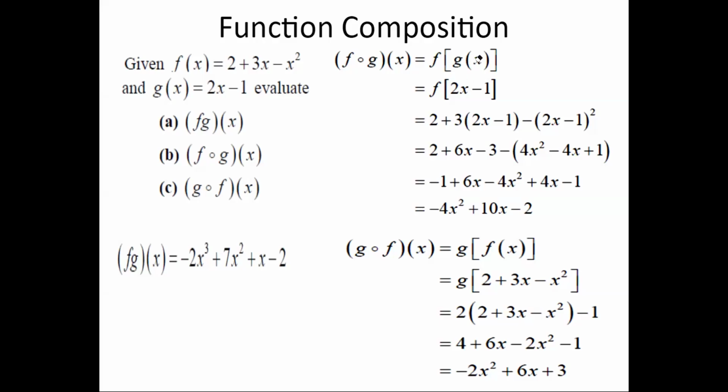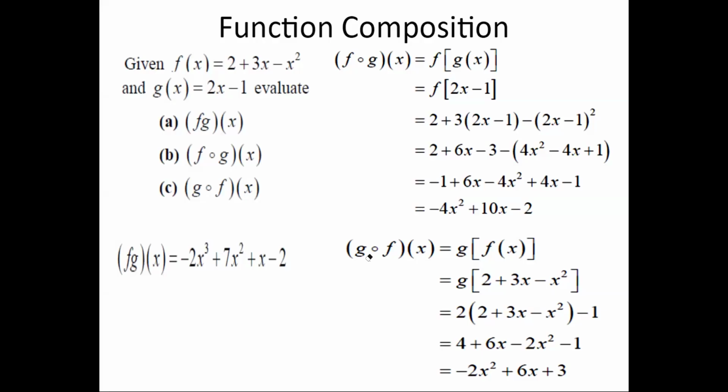So you take the input x, you put it in g, you get 2x minus 1. You take that output now and you put it in f. Remember g(x) is 2x minus 1, so you put that in f. Everywhere you see x in f, you put 2x minus 1. That's what's happening here. Simplify, you get this.